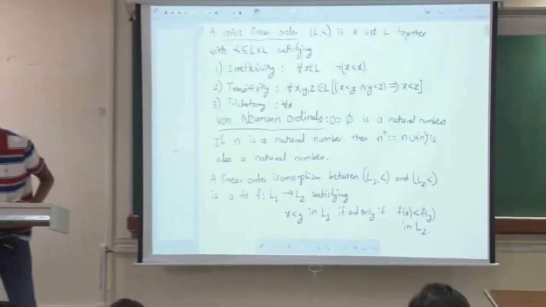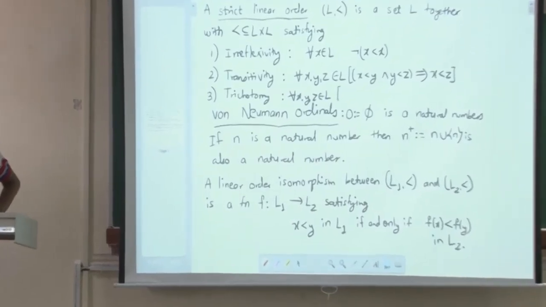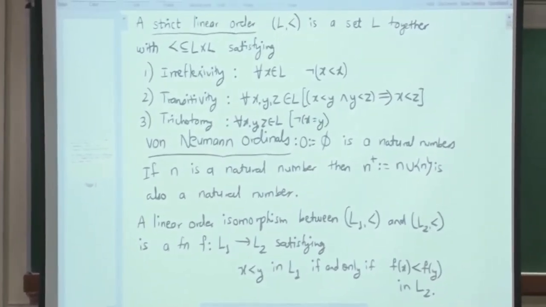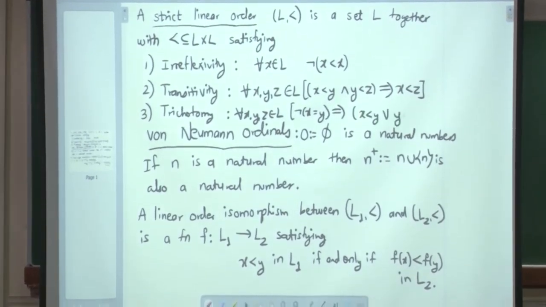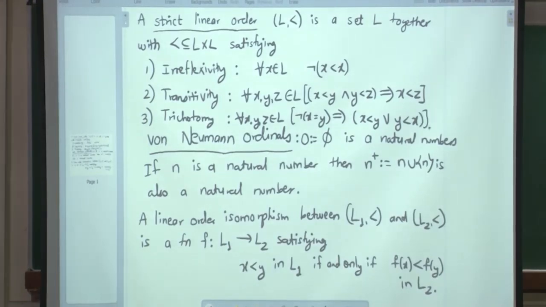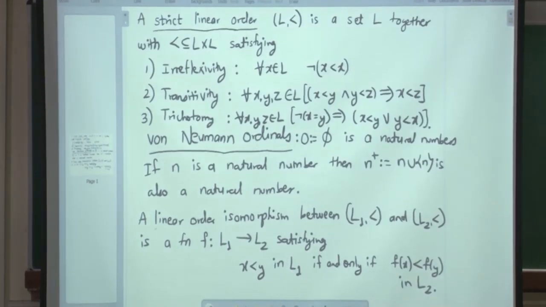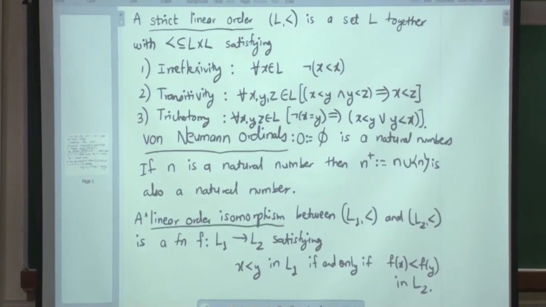By the way, I forgot something. The first two properties here only define a strict partial order and not a linear order. I missed the third property, and that third property is trichotomy. Very good. So for all x, y in L, if x is not equal to y, then either x is less than y or y is less than x. Sorry about that. So this is a strict linear order isomorphism here.